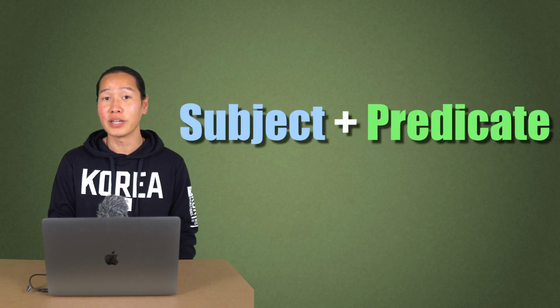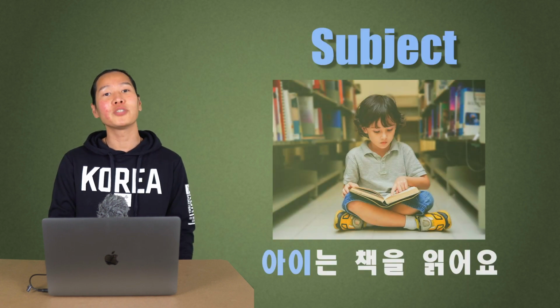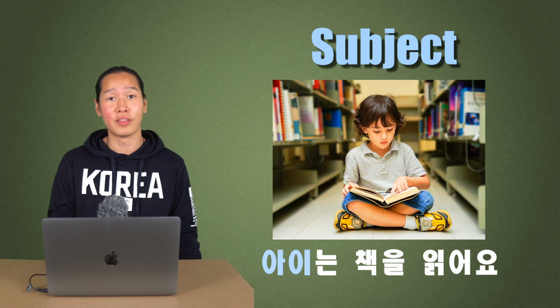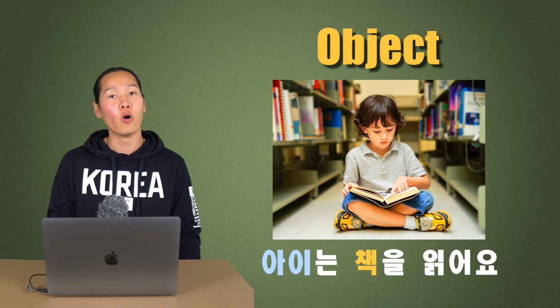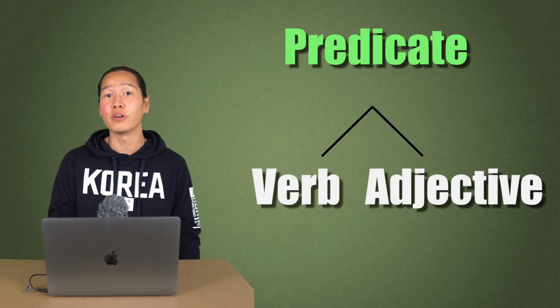Korean sentences consist of either a subject and predicate, or a subject, object, and predicate. You might be already familiar with these terms, but let me briefly go through each component and tell you what they are. The subject can be a person, place, a thing, and it's always performing an action or being something. The object is having something done by the subject. And the predicate completes a sentence by providing information about what the subject is or does. So this can be a verb or adjective.